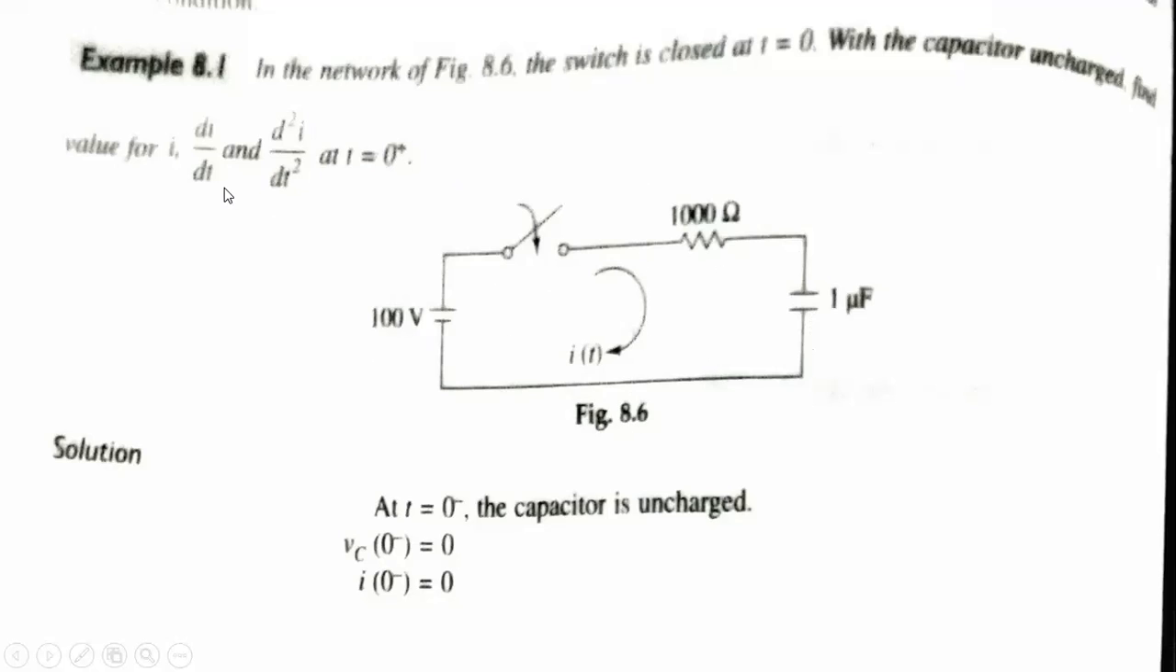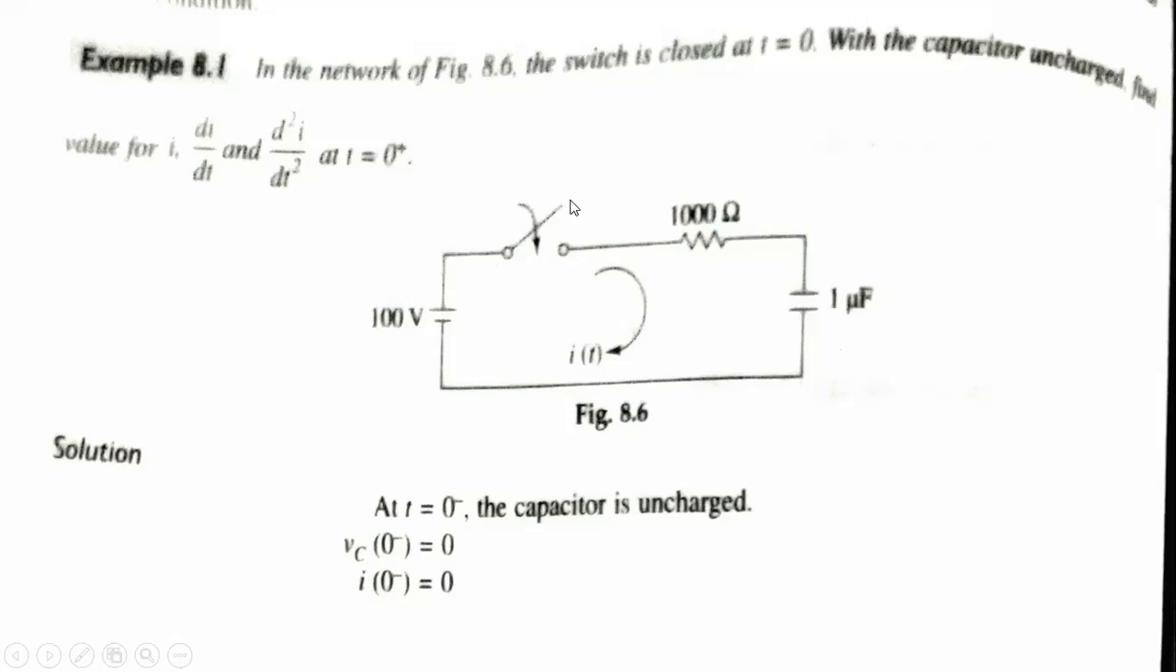Now what we need to calculate here is the current with respect to time, and the current when t will be 0 plus after switching. These three things are very important. The voltage source is 100 volt, the resistor value is 1000 ohm, the capacitor is 1 microfarad, and the current which is flowing is i of t. And the switch is here.